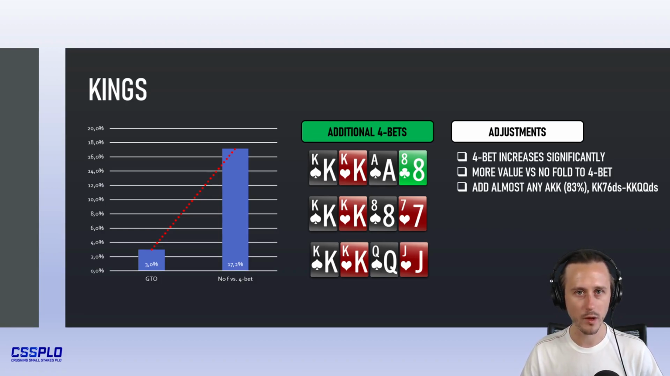Also, some of the rundowns, double-suited or single-suited ones, are never being folded anymore, which increases the EV of 4-betting this specific combo with a very high frequency, as you can see here. So from 3%, we increase to 17.2. Add almost any ace-king-king combination, 83% of the time we're now 4-betting ace-king-king.